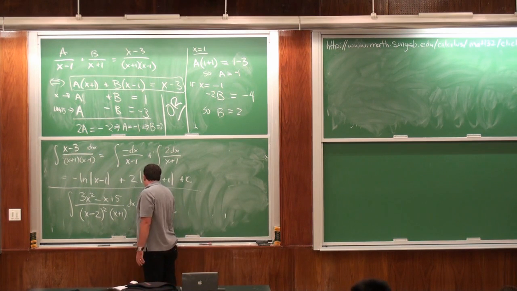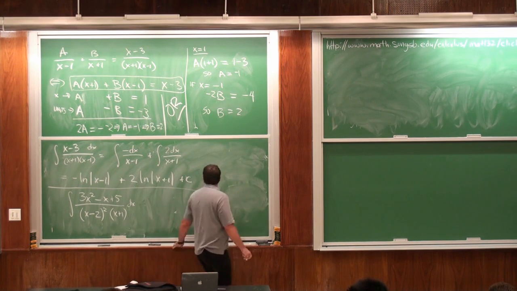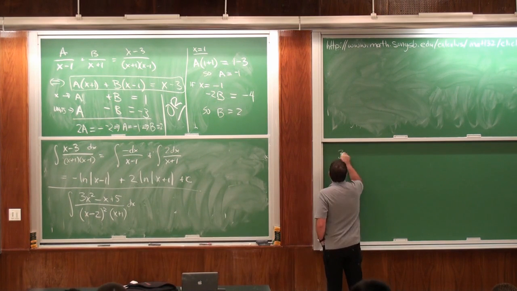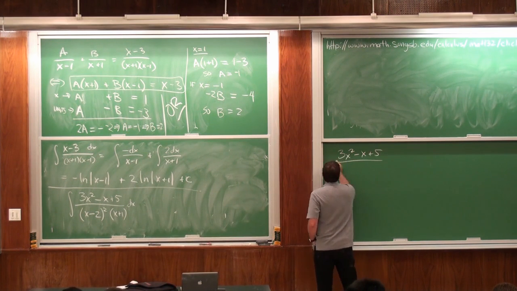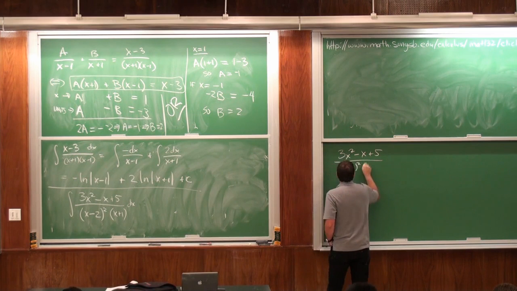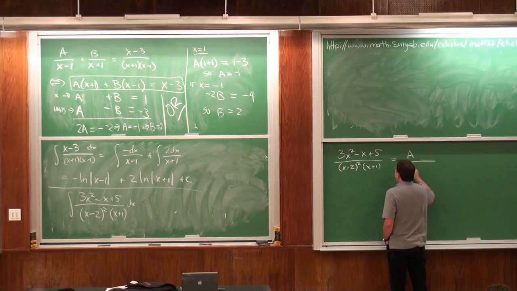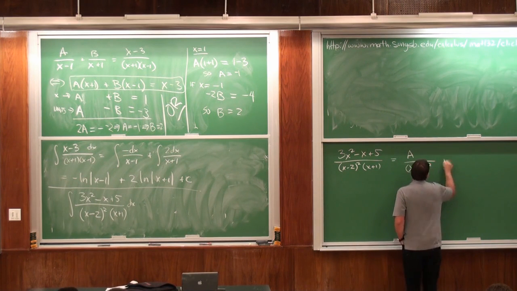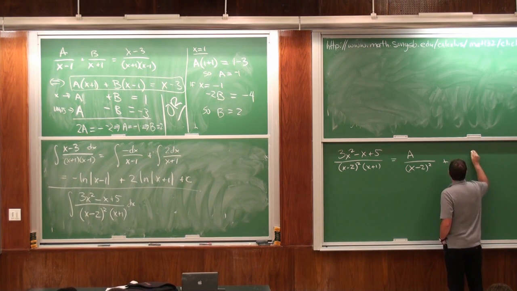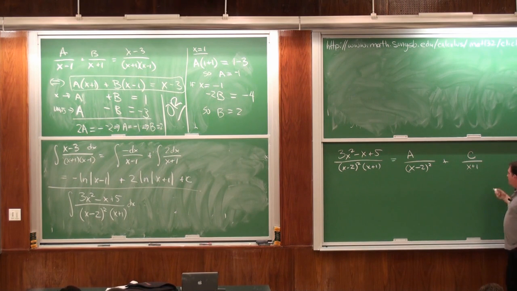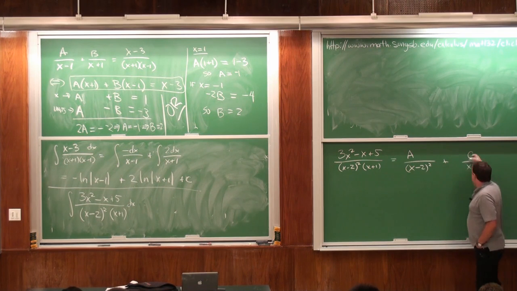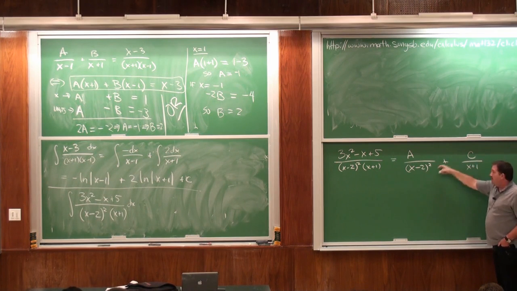The problem is, so let me actually move over to the next board. So I have this problem, 3x squared minus x plus 5 over (x minus 2) squared times (x plus 1), and I want this to be equal to something over (x minus 2) squared plus, I'm going to skip b because I'm going to use it in a second, over x plus 1. But this won't actually work because I'm going to be missing an x. This only gives me a linear term in x, and it doesn't give me full choice on the x term. It gives me full choice on the constant term. I mean, the constant and the x term are related by that.